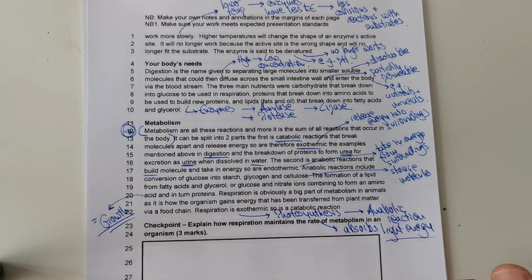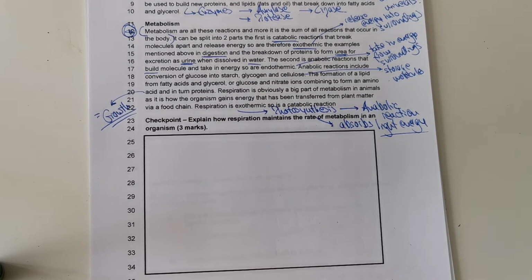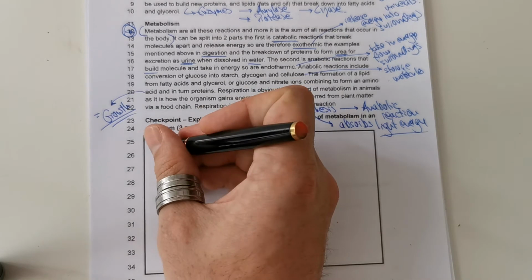Good. Right. Explain how respiration maintains the rate of metabolism in an organism. So, pause the video, use notes, use any additional research you want to do, and have a go at that question. Then we'll go through the answer in a moment and just mark your answer and see what you've got right, correct, green pen, what you've got wrong. Right, good. So you pause the video. Hopefully you've had a go at that question. Let's just go through the mark points here.